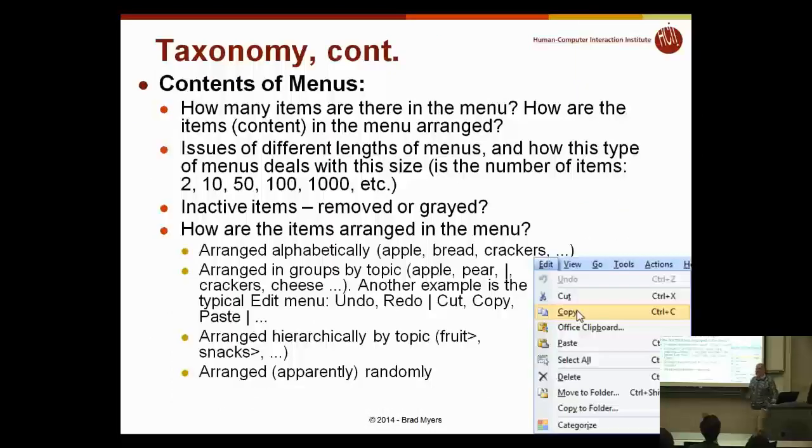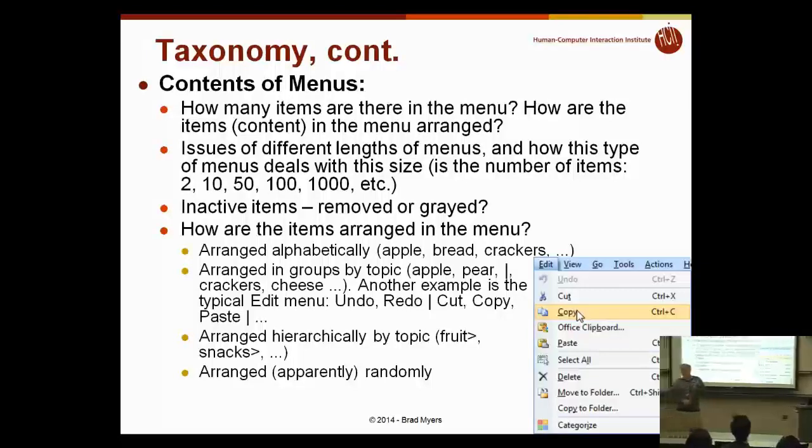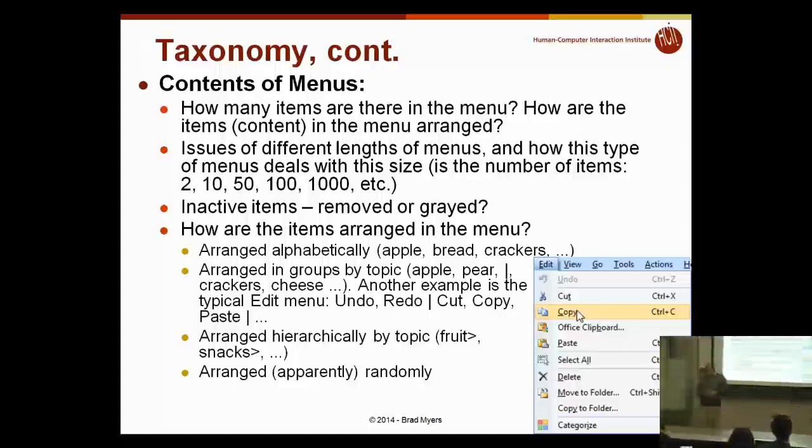So another part of the taxonomy is what's in the menu. What are the contents of the menu, right? So after you've picked whether it's a fixed menu or a pop-up or whatever, then you have to say, okay, how am I going to organize the items in them? And is this kind of menu good for 2 items? Is it good for 20 items? Is it good for 200 items? Is it good for 2,000 items, right? So there are very few menus that are any good if you want to choose from 2,000 items.